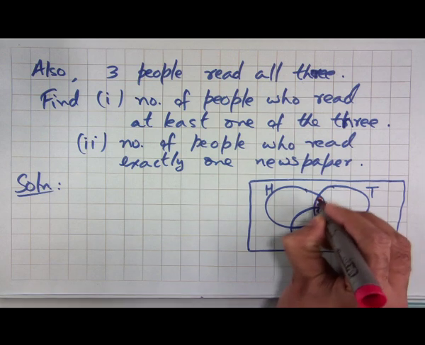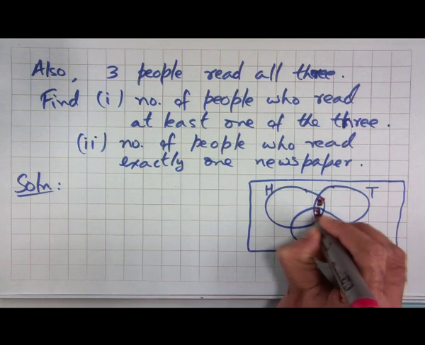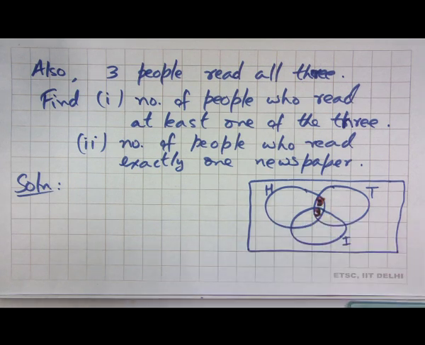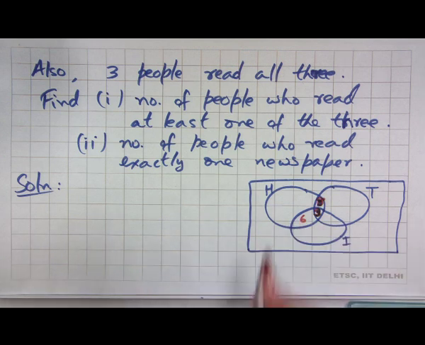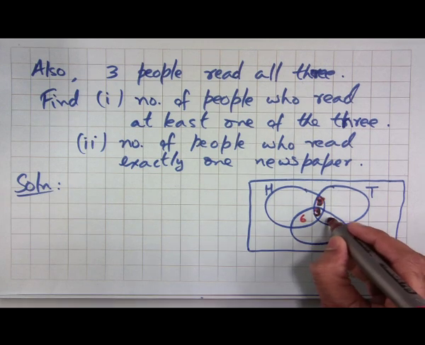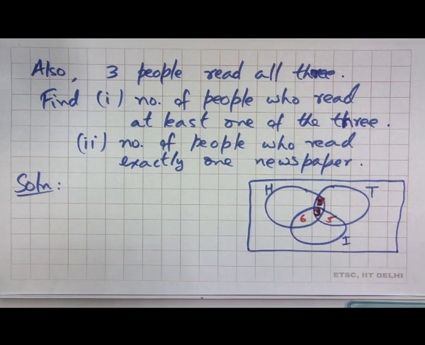So, this part is 8, this is 3, and then the number of people who read H and I is 9. So, there are 6 people who read only H and I, but not all 3, and 8 people read T and I. So, 3 are who read all 3. So, the rest, 5, read only T and I, right. And then you can fill in the other things also.